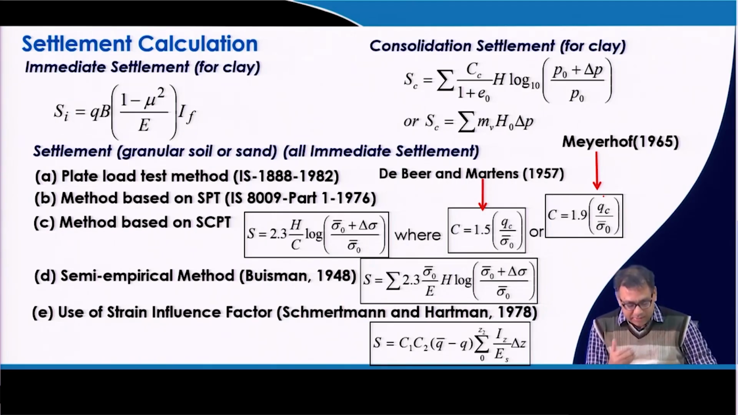We can apply the semi-empirical methods also, that is the fourth one, and then we can use the strain influence factor methods, which will also be discussed. So, these are basically 5 methods. These 5 methods can be applied to determine the settlement of granular soil, but for the immediate settlement of clay we can use the first equation, and for the consolidation settlement we can use the second equation.